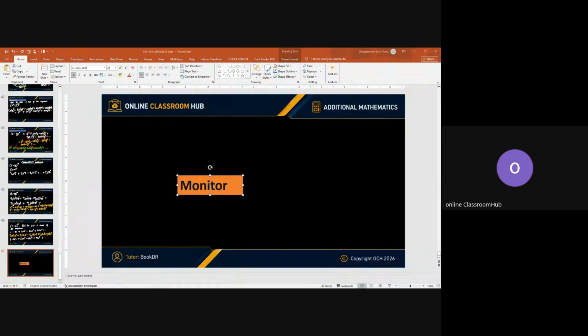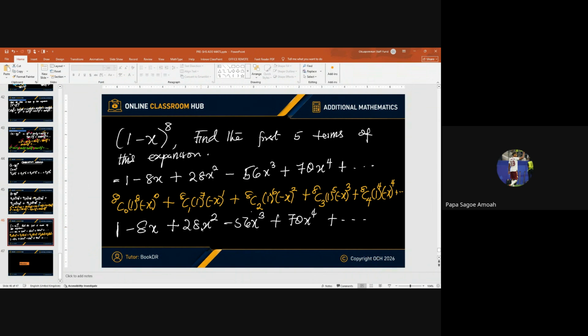Papa, your hand is up. Sir, please, for instance, in exams, where we write the 8 combination 0 and the rest, do you have to write it there? Yeah, like showing working, or you can do it on the calculator and just go straight to the point. If you can point on the calculator and know that it's 1, then write it there. But I advise that when you really know what you are doing.